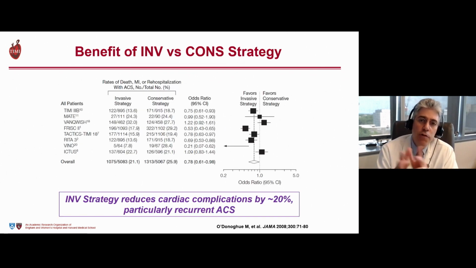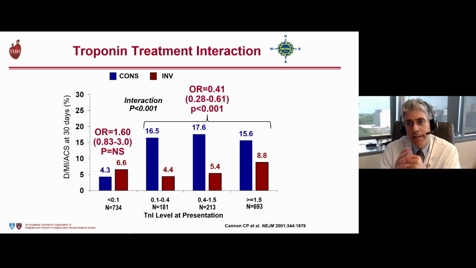So this issue of invasive versus conservative has been studied for many, many years. In fact, for such a long time that we've actually done 2 trials at the TIMI Study Group, TIMI 3B and TACTICS-TIMI 18, looking at this issue. Michelle O'Donoghue in our group led this meta-analysis, now a decade old, but very nicely showing that an invasive strategy reduces the risk of cardiac complications by about 20%, particularly for recurrent acute coronary syndromes. And so in general, for patients, we favor an invasive strategy. But one size does not fit all.